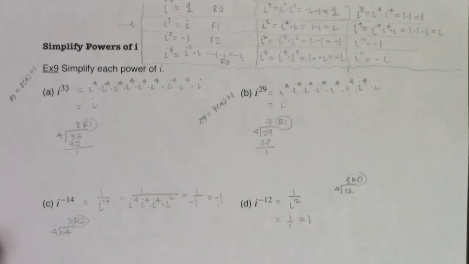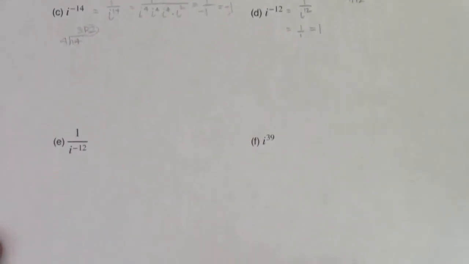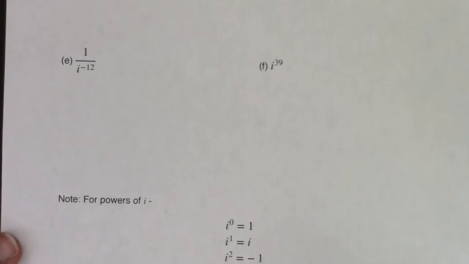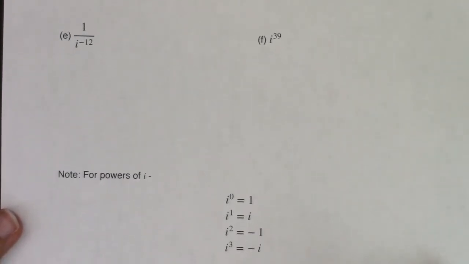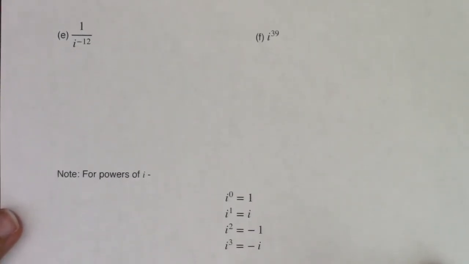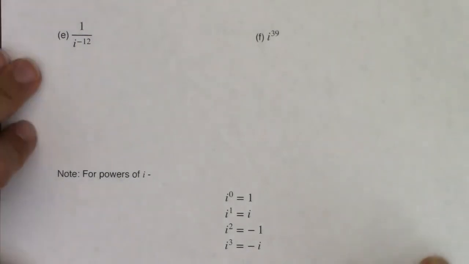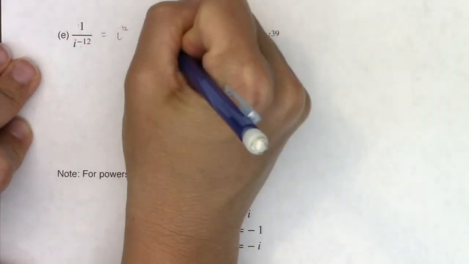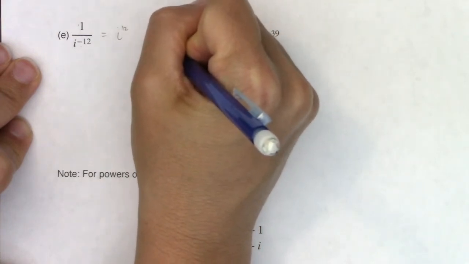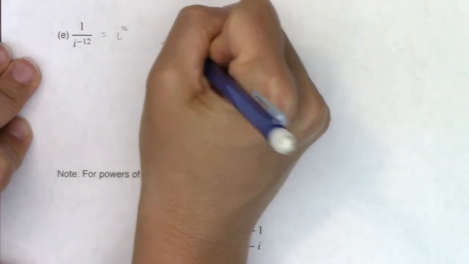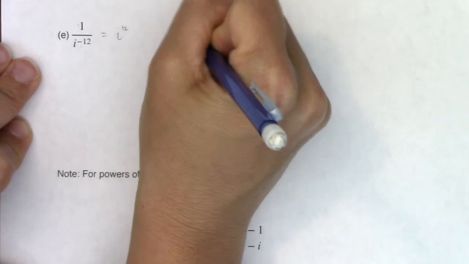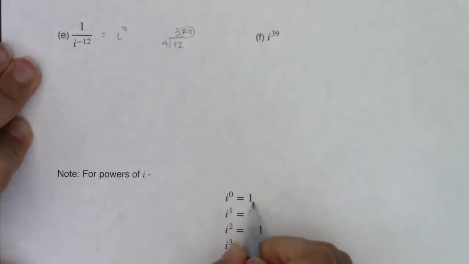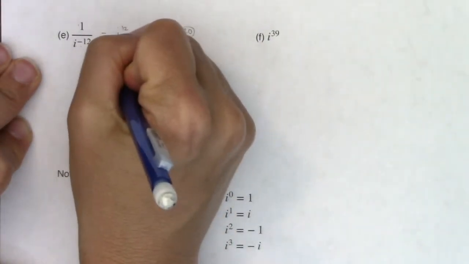So I'm going to scooch this up just so we can see our remainders of I pop in one more time. Okay, so let's try this. If I have 1 over I to the -12th, that's like saying I to the 12th. Okay, so let's see what we have. I'm going to take 4, divide it into 12, I get 3, remainder 0. Anytime there's a remainder of 0, my answer is just 1.